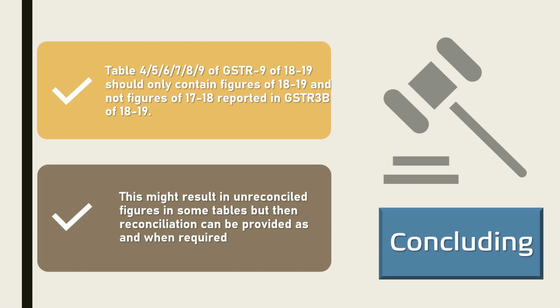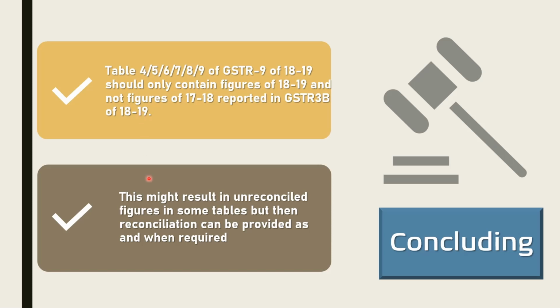Before moving ahead, let's have a brief discussion about the conclusion in the previous part. We had concluded that tables 4, 5, 6, 7, 8, 9 of GSTR 9 of 18-19 should only contain figures of 18-19 and not figures of 17-18 reported in GSTR 3B of 18-19. So while filing annual return of 18-19, you would only be reporting figures of 18-19 in all these tables, whether for input or output.